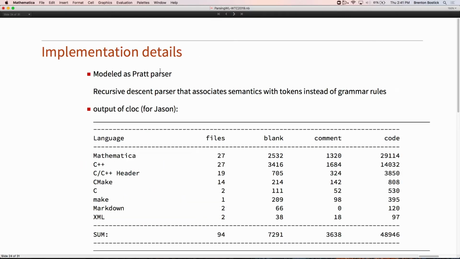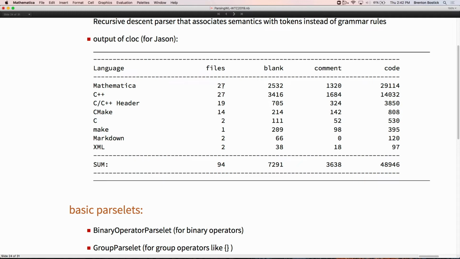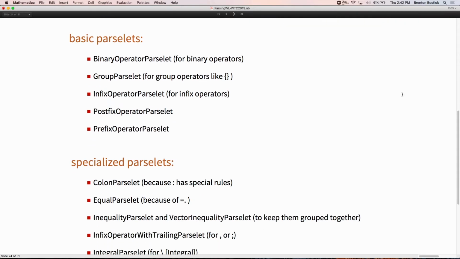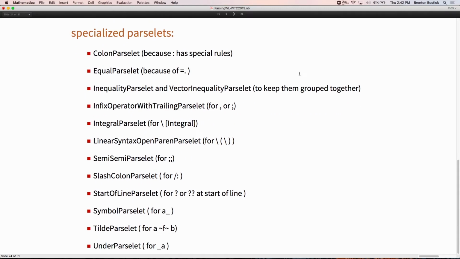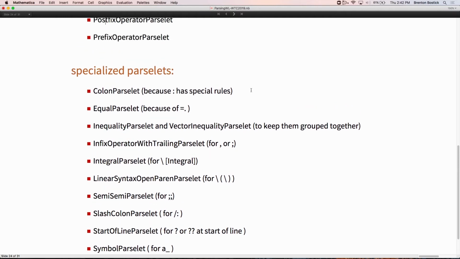So some implementation details. It is modeled as a Pratt parser, which is a recursive descent parser that associates semantics with tokens instead of grammar rules. Some lines of code output for Jason Harris, who was asking: there's about 14,000 lines of C++ code. And you talk about implementing them as various parselets. I didn't make up that term. In the parser you address various things: binary operators, group operators, infix, postfix, and prefix, and then you have to address little special cases. Maybe this list is a little bit too long, but that's the Wolfram language for you.